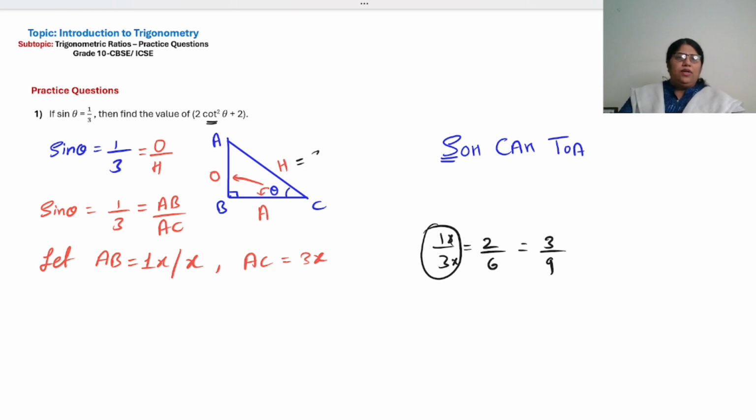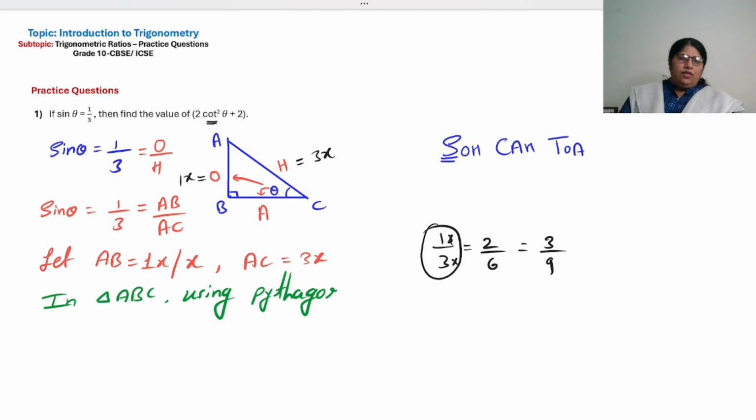Right, after this, to calculate cot, which is the reciprocal of tan, we should have the length of the adjacent. Hypotenuse is given as 3x. Here opposite we have 1x, or we can write x. So how are you going to find it? Use the Pythagoras theorem in triangle ABC.